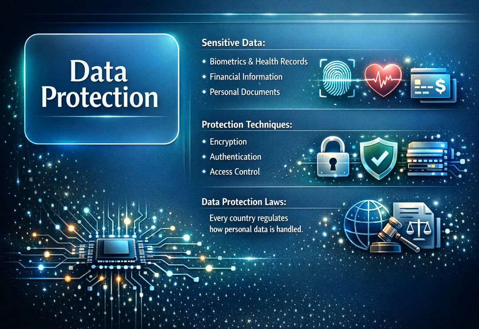In the digital age, protecting our personal data is vital. Sensitive data includes biometric information, health records, financial details, and personal documents. If this data is breached, it can cause serious harm. Protection methods include encryption, strong authentication, and access controls. Each country has data protection laws that govern how organizations handle personal information.